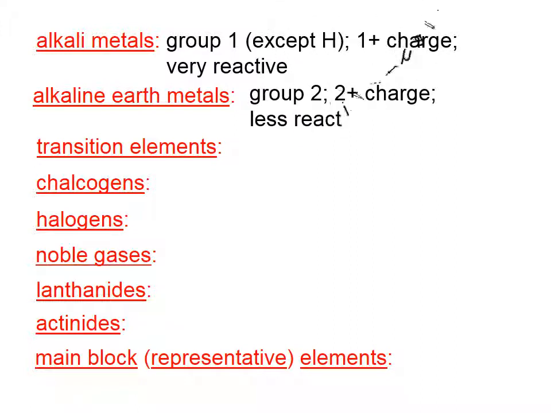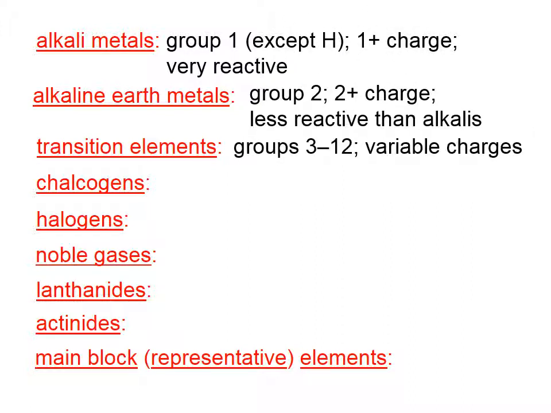The alkaline earth metals are the group 2 elements. They lose 2 electrons when they become cations. They're not quite as reactive as the alkalis, and we could rationalize that by saying that in order to react, the alkaline earths need to lose 2 electrons, and the alkalis only need to lose 1, and it's easier to lose 1. The transition elements are groups 3 through 12. They have variable charges for the most part. Another name for the transition elements is the D block.